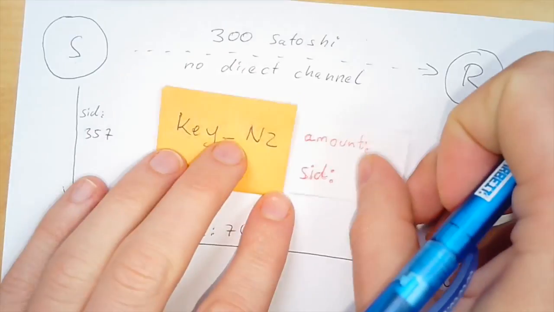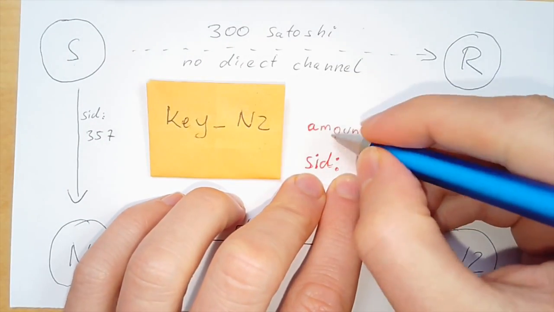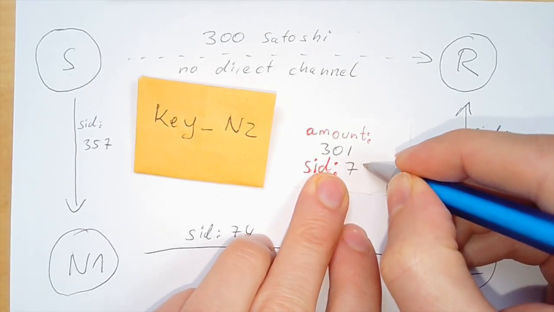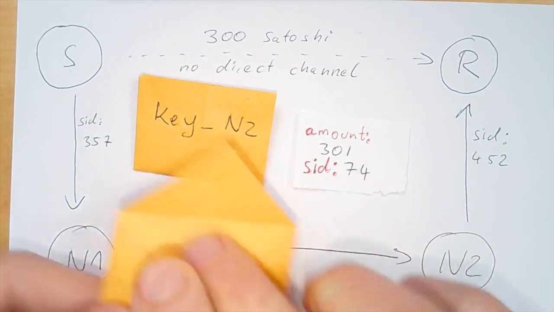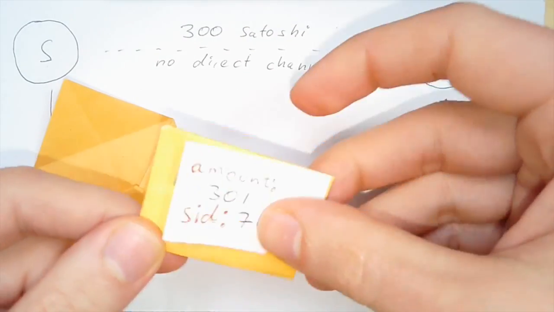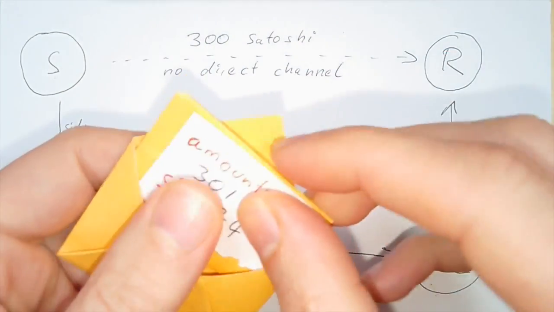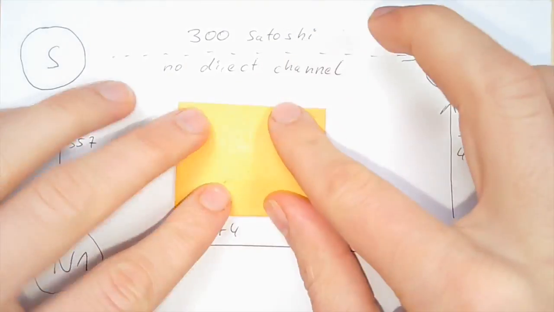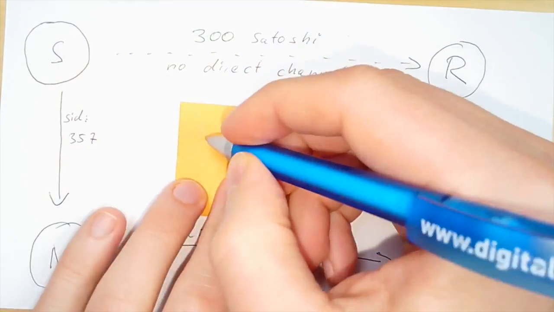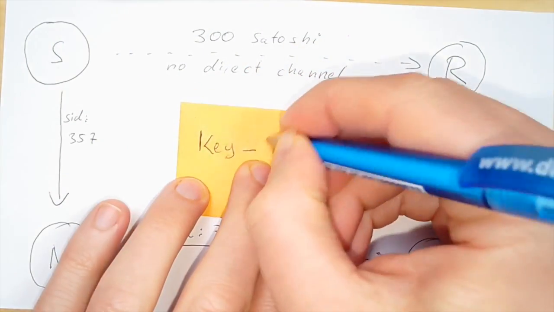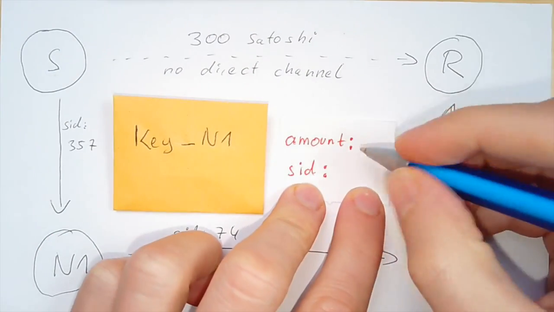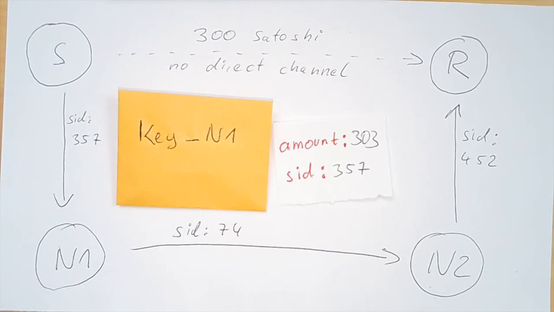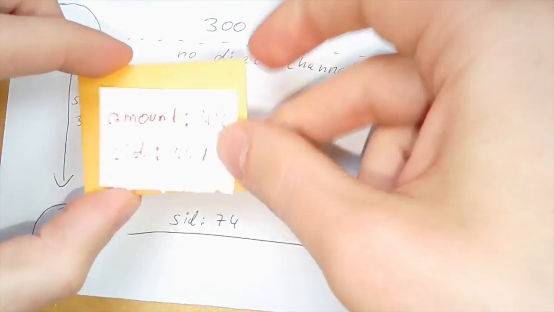Since the node N2 wants to have some routing fees, the amount now will be 301 Satoshis, so node N2 will earn 1 Satoshi in routing fees, and the short channel ID is 74, which is the channel between N1 and N2. So this again is put into an envelope, and the envelope gets public information, which is the key that is being used for the Diffie-Hellman key exchange with node N1. And it's extended again by a message, 303 Satoshis this time, and there is a short channel ID attached to it, which is 357.